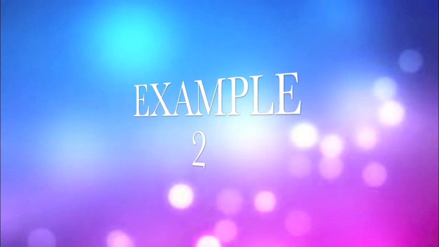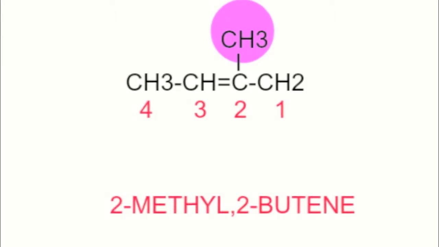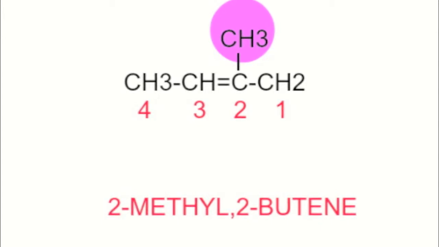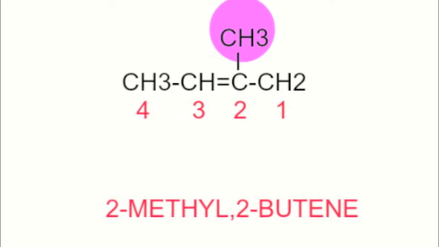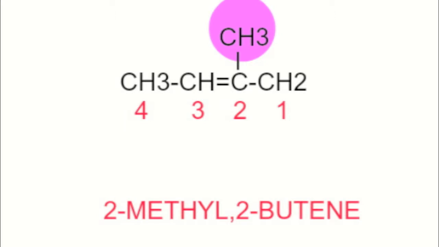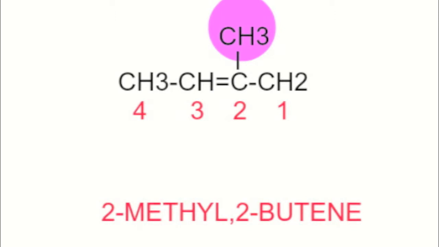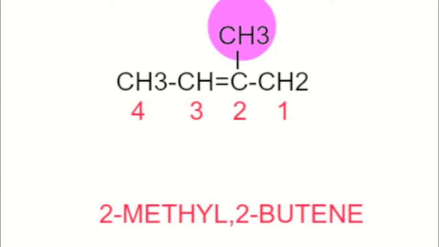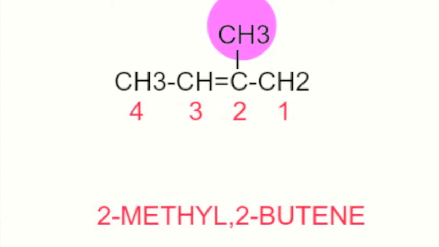Example 2. Number the carbons, leaving the double bond in the smallest number. There's a methyl in the position number 2. So write first the position, then the name, 2-methyl. Now you're going to write the position in which the double bond is, 2. Now the prefix for the number of carbons, but, and the suffix, -ene. Therefore, the name for this compound is 2-methyl-2-butene.